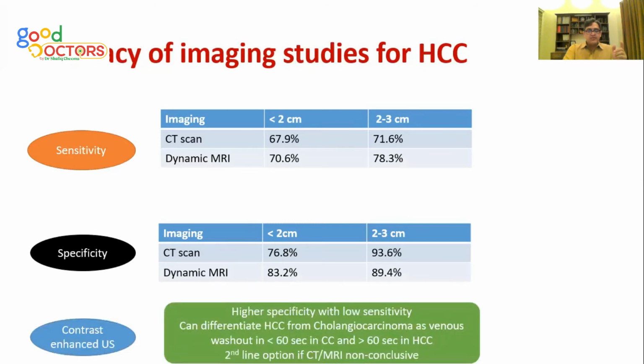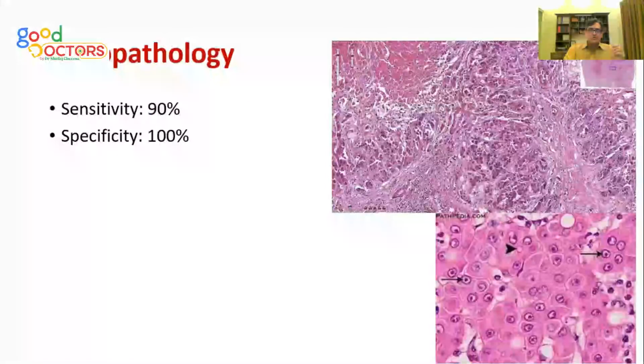And that is why now a newer option is contrast enhanced ultrasound. It does not add to the sensitivity, but it has higher specificity. And especially it helps in differentiating from intrahepatic cholangiocarcinoma. So these are the 3 imaging modalities that you are going to use.